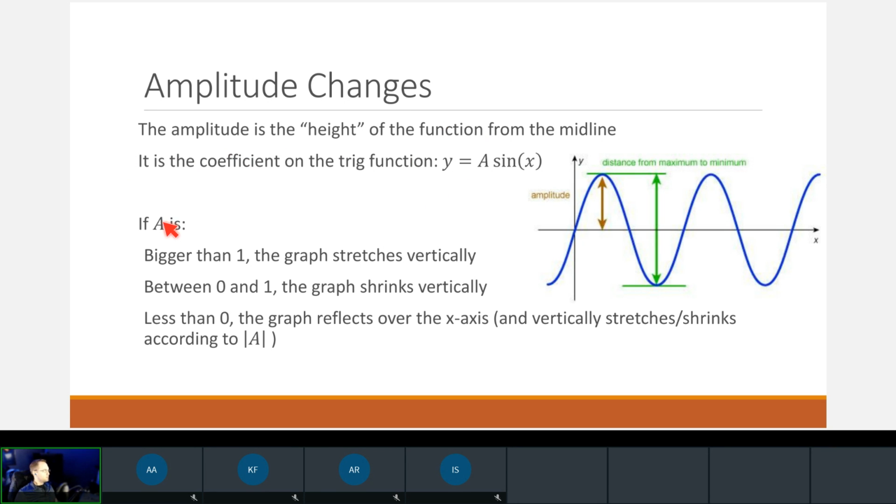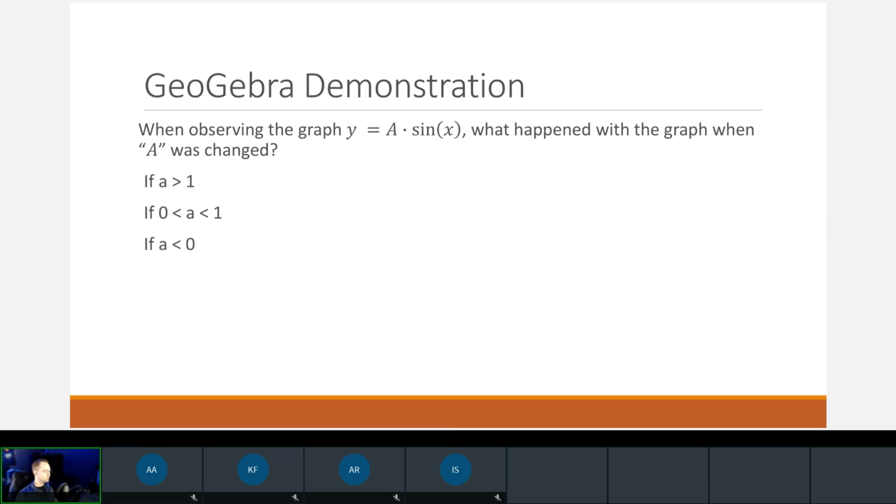I'm going to show you on GeoGebra changing that value, which is the value of a. The coefficient in front of your trig function determines your amplitude. We're going to change this value from 1 to a number greater than 1 and a number less than 1, but greater than 0, of course. So I'm going to go back to this. I'm going to show you in GeoGebra.